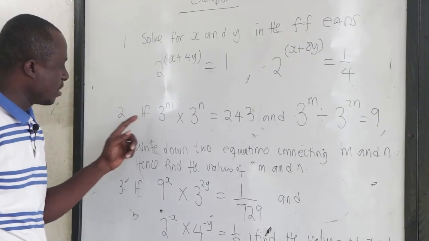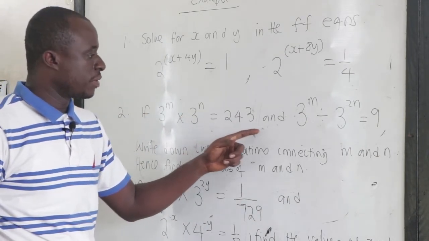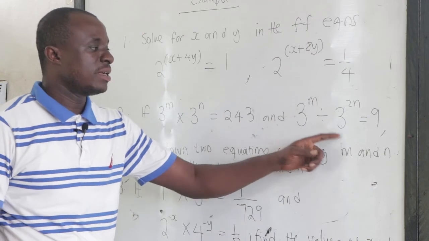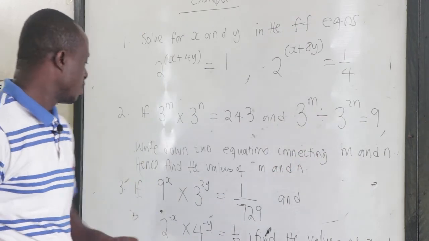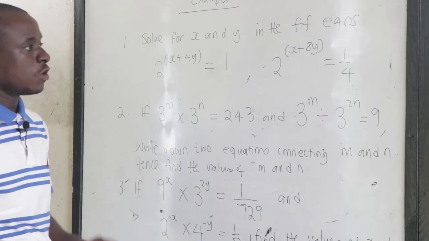Now let's see the second one. If 3 to the power m times 3 to the power n equal to 243, and 3 to the power m divided by 3 to the power 2n equal to 9. So write down two equations connecting m and n. Hence, we should find the values of m and n.